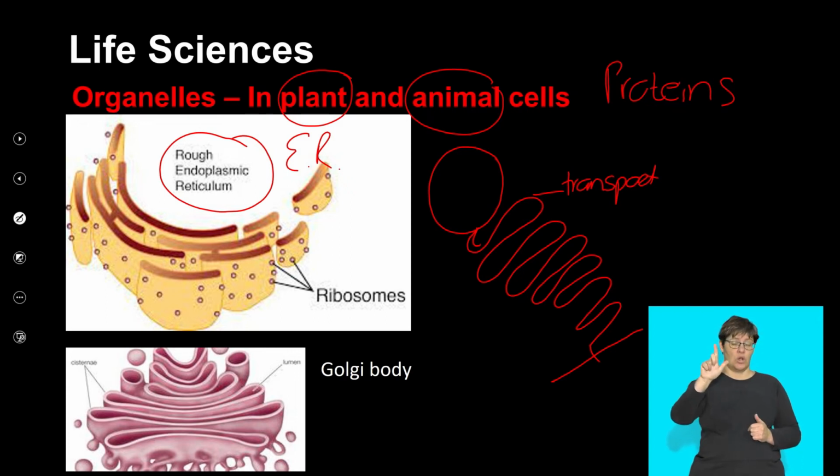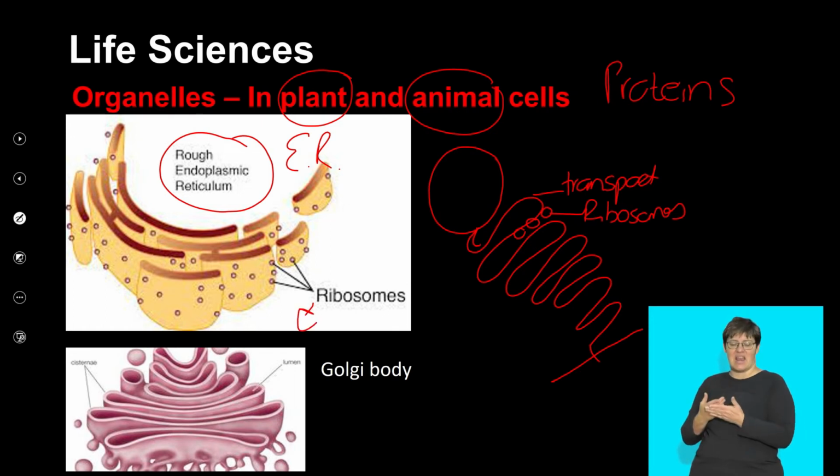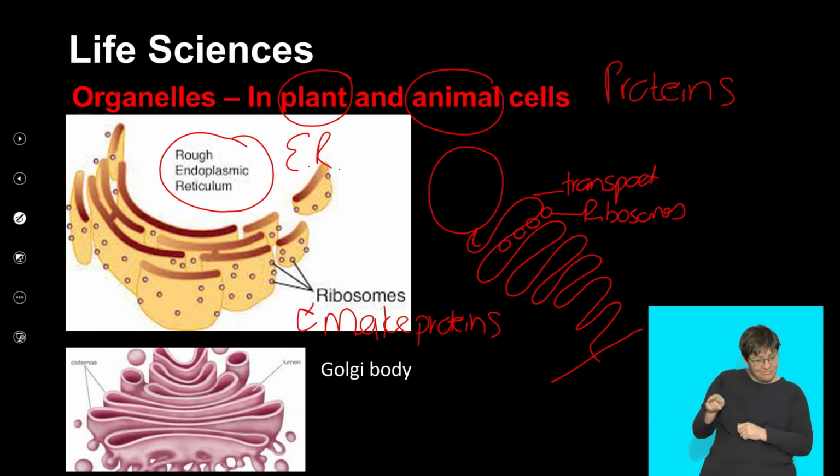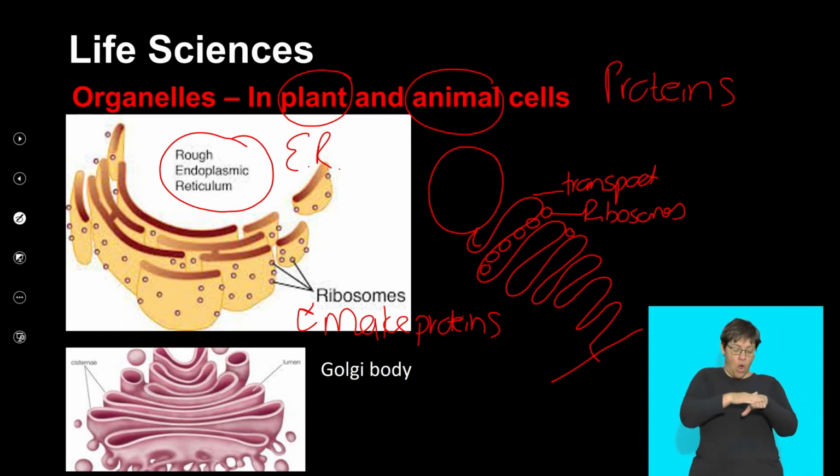Now, what else it does is, on the ER are little structures called ribosomes. They are non-membranous structures, and that's why they can be found in bacteria, the prokaryotes. Guys, ribosomes make proteins. And what happens is these ribosomes are on the endoplasmic reticulum. They make the proteins and the endoplasmic reticulum can store them.